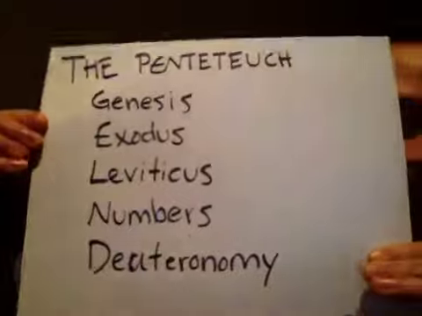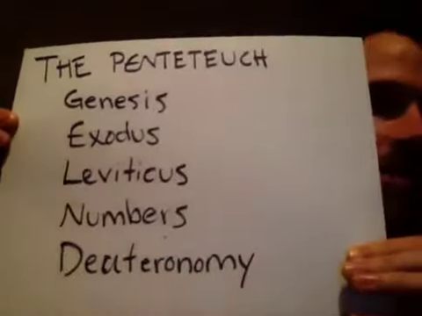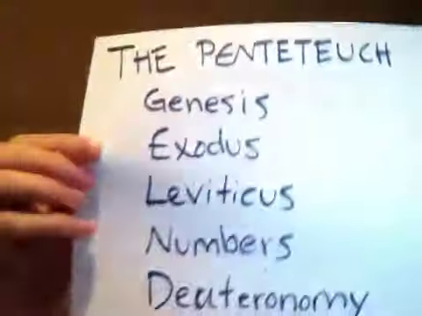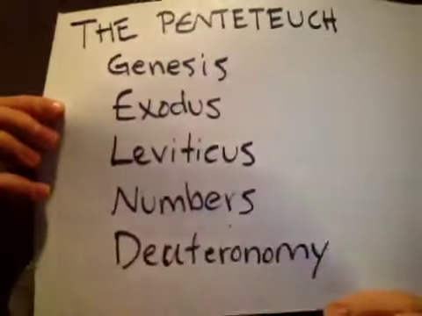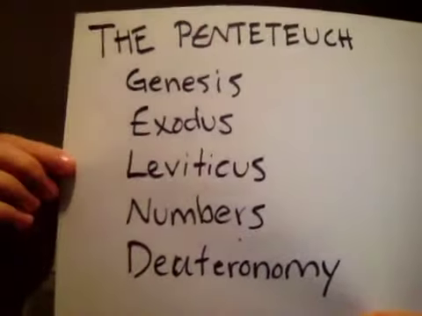So the Pentateuch is called Pentateuch because there are how many of them? 5. Penta means 5, like a pentagon has 5 sides, or a pentatonic scale has 5 notes. So the Pentateuch has 5 books: Genesis, Exodus, Leviticus, Numbers, and Deuteronomy. They are the first 5 books in the Old Testament. They were the first 5 books that we had.